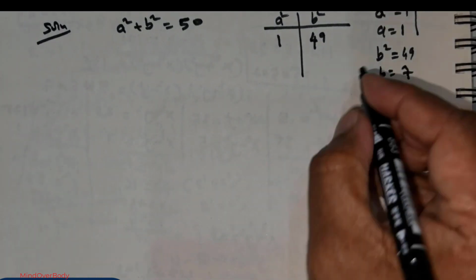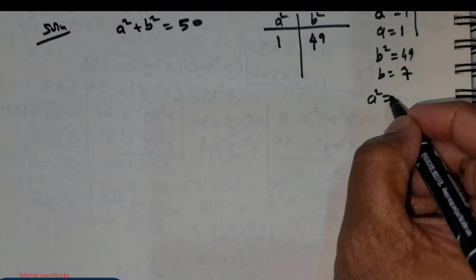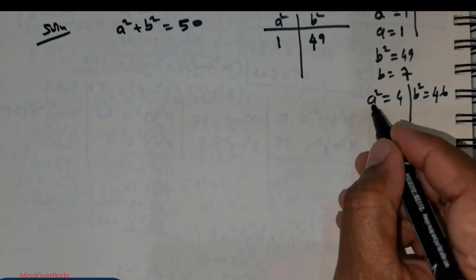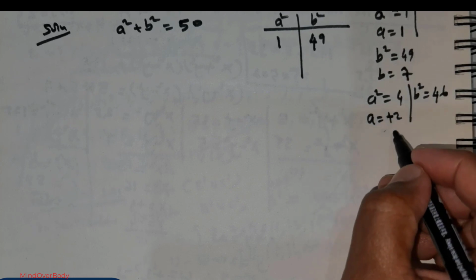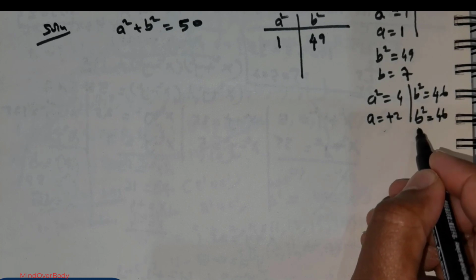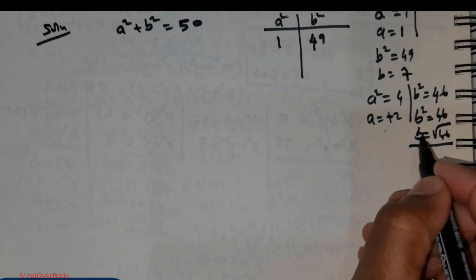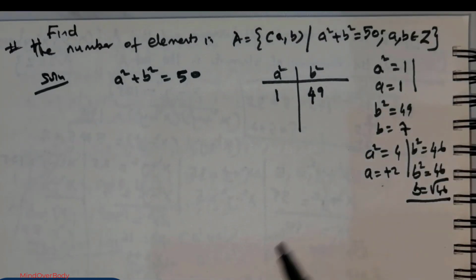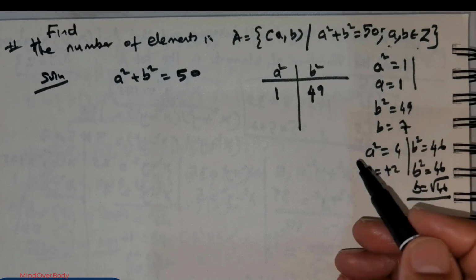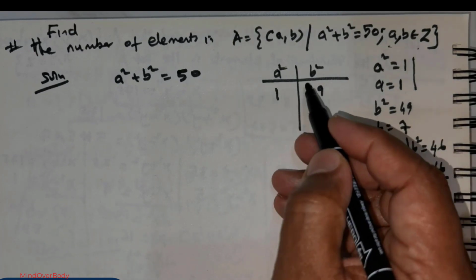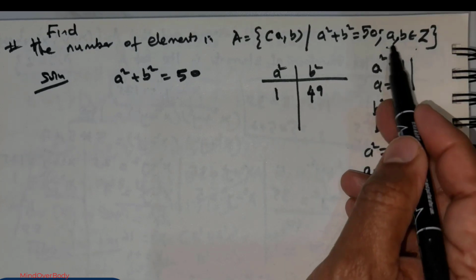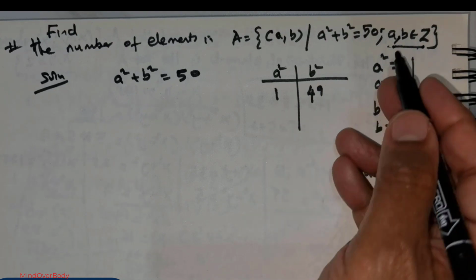But if I were to take a squared is equal to 2 or a squared is equal to 4, then my b squared value will be equal to 46. From here I can clearly get a is equal to plus 2 or minus 2. But from here I get b squared, or in other words, if I were to take b squared is equal to 46, I will have b is equal to root of 46. But the requirement is a and b should be integers. Alright. So we will have to choose only those values. Even though a squared plus b squared gives us 50, we have to make sure that the values for a and b strictly follow this requirement, right? So they should be integers.